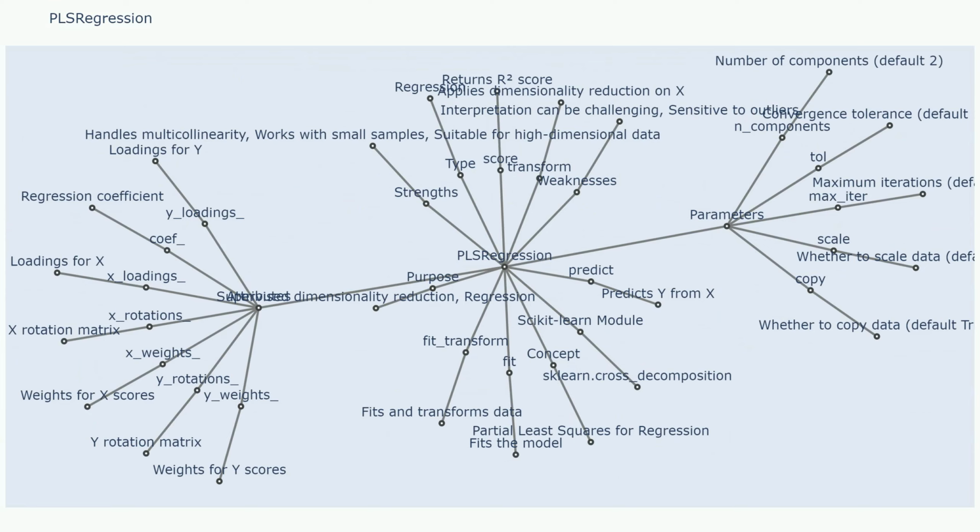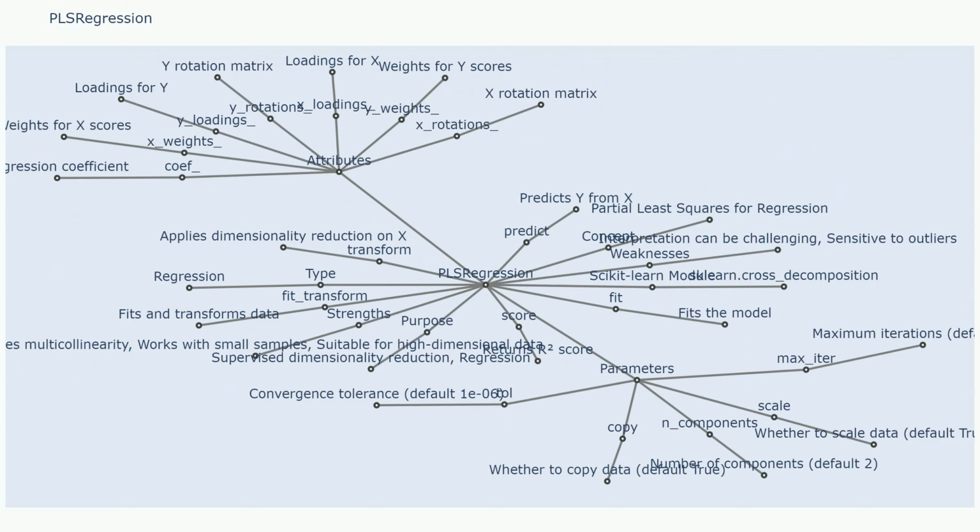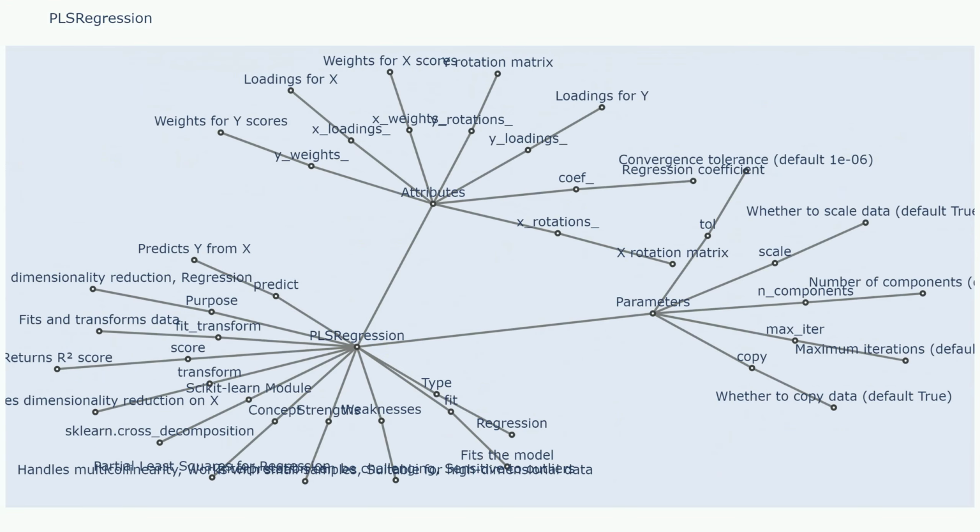2. Methods. fit(X, Y) fits the model to the data. predict(X) predicts the response variable for new data. score(X, Y) returns the coefficient of determination R squared on the given data. transform(X) transforms the predictor data to the latent variable space. inverse_transform(X) reconstructs the original predictor data from the latent variable space. get_params returns the parameters of the model. set_params sets the parameters of the model.